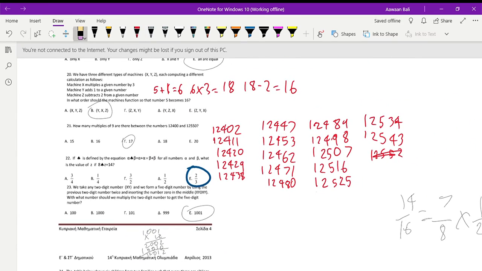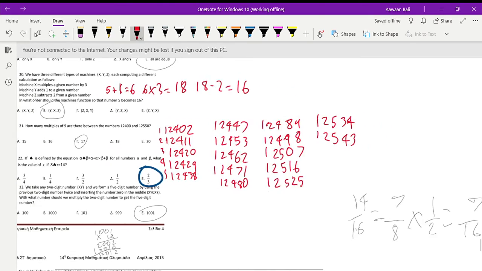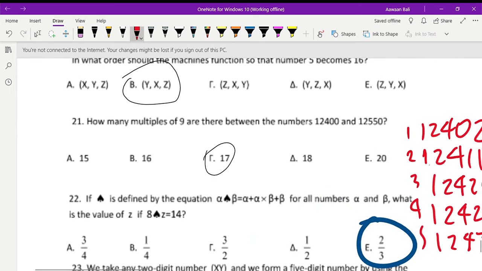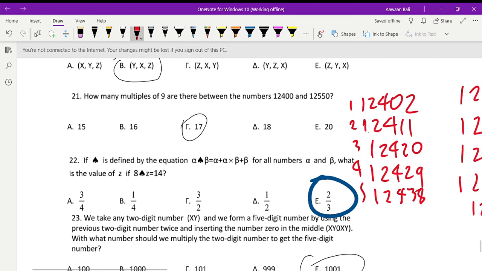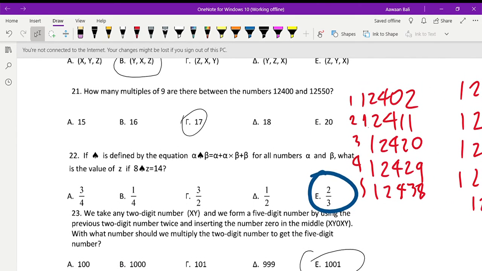So we have there 4 times 5 is 20. Wait, no. Wait, how many are they? 1, 2, 3, 4, 5. Yes, so there's 3 rows of 5, 15 plus 2, 17. So there's 17 multiples. Therefore, your answer is gamma. It may be slow, but if you're quick at adding simple numbers, then it will be a great help for you.